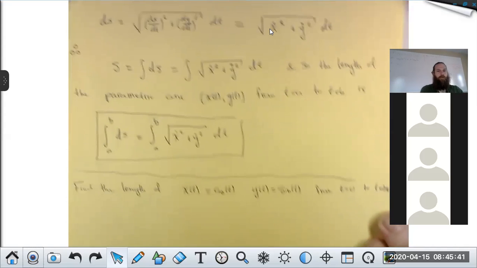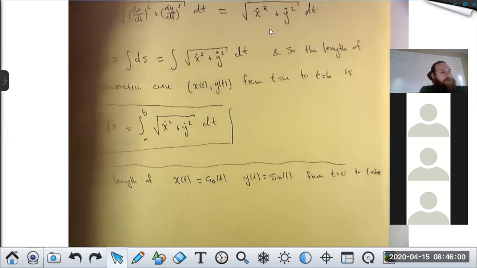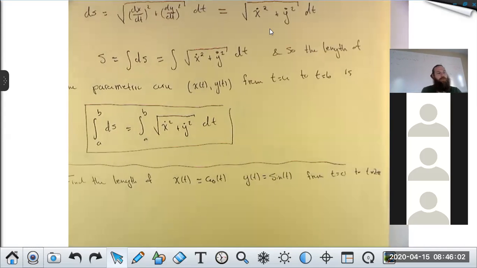So let's see if we can find the length of the parametric curve x of t equals cos t, y of t equals sine t, from t equals 0 to t equals 2 pi. This is a curve we've seen before. This gives the unit circle. So I know what this should turn out to be, right? What's the circumference, or what is the length of the arc all the way around the unit circle? It's the circumference of the unit circle. So it should be 2 pi. Let's see what we actually get.